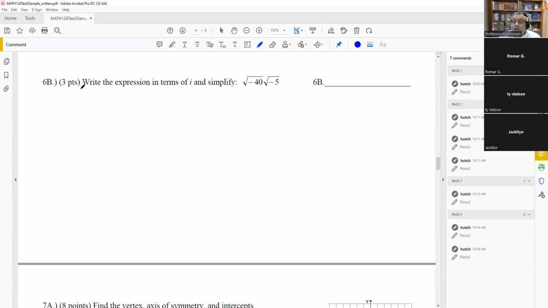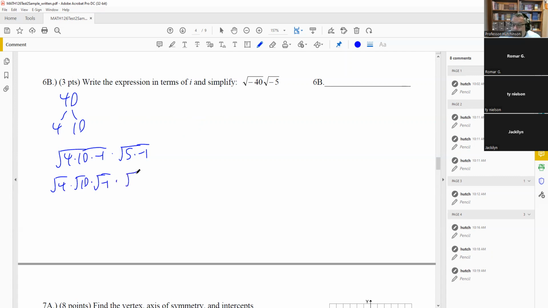So first, each of these I'm going to break down. So 40 goes into 4 and 10. And so I can write this as 4 times 10 times -1, just like that. And the other one is, I can't do anything with the square root of 5, but what I'll do is I'll just write this as 5 times -1, just like this. So each of these I can do square root of 4 times square root of 10 times square root of -1. And this one I can do square root of 5 times square root of -1. So this first one, the square root of 4 is 2. And then square root of -1 is an i. I'll put the i on the outside of the square root there. And then this one, there's another i that goes in front of the square root of 5.